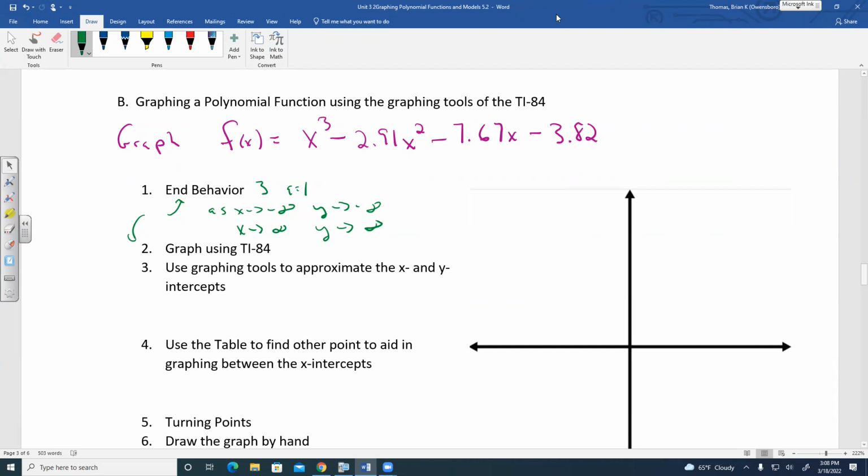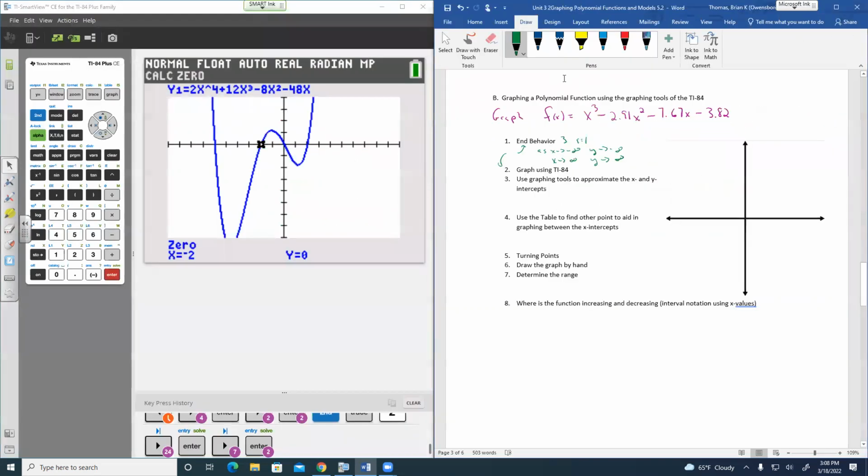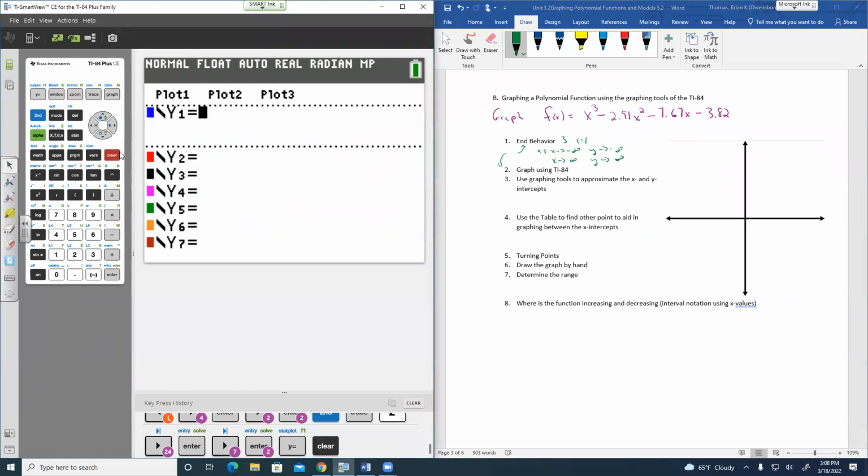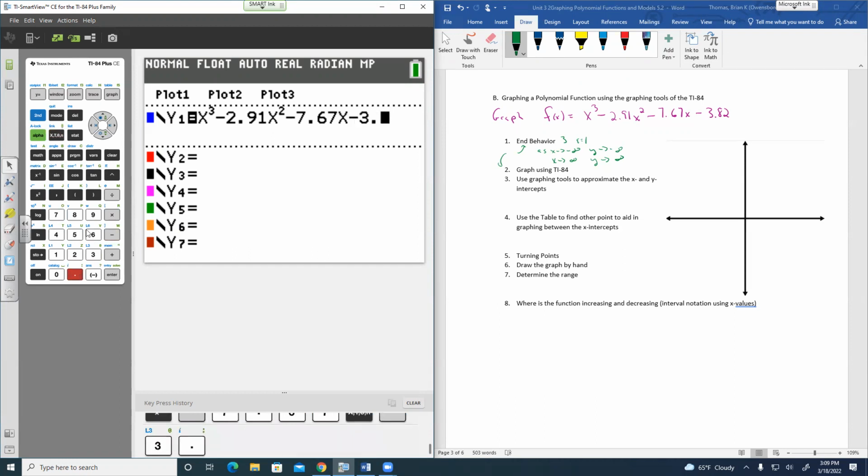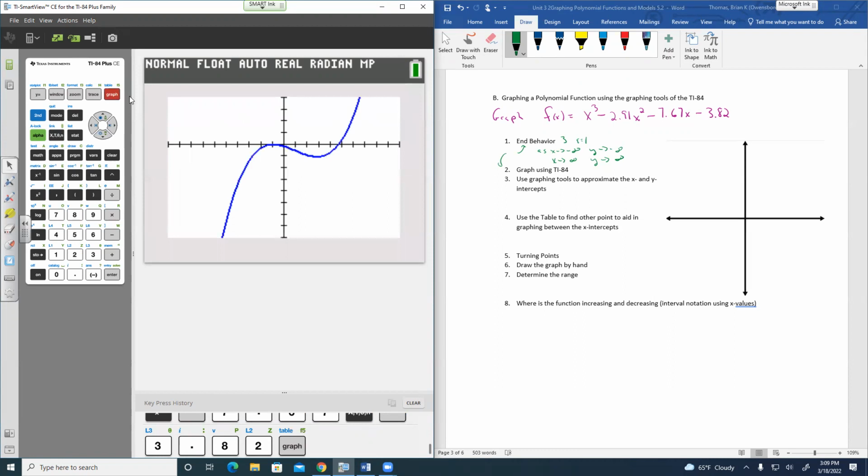So if I want to graph this on the graphing calculator, y equals, and clear this off, and we put in x cubed minus 2.91x squared minus 7.67x minus 3.82. So if I hit the graphing button, we can kind of see our graph.